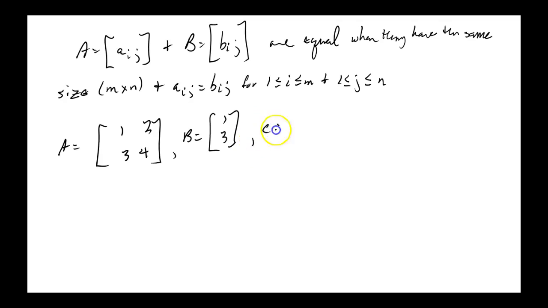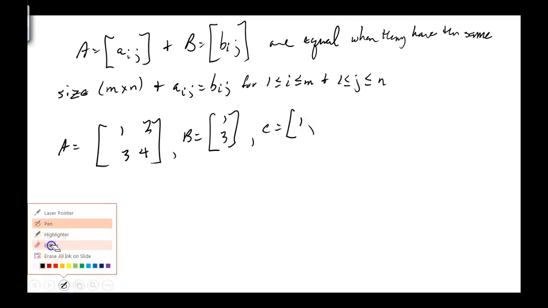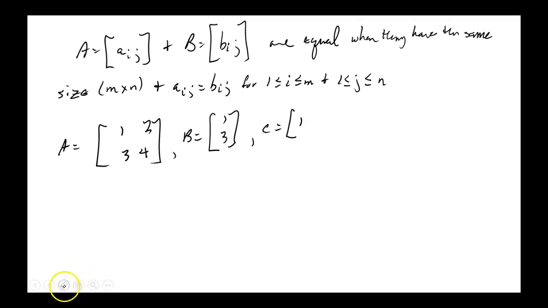Here's C, which is 1, 3. Now that's not equal to B. Even though they have the same two numbers in them, they're different sizes. B is a 2 by 1 and C is a 1 by 2. Not the same size, and so the elements are out of place.